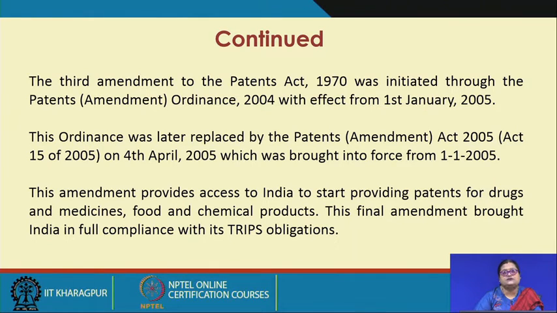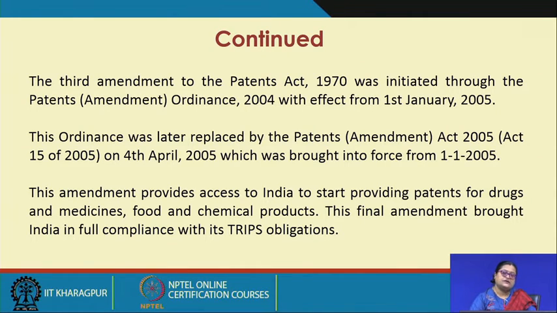Again, a third amendment to the Patents Act 1970 was initiated through the Patents Amendment Ordinance 2004, with effect from 1st January 2005. This ordinance was later replaced by the Patents Amendment Act 2005, Act 15 of 2005, on 4th April 2005, which was brought into force from 1st January 2005. This amendment allows India to start providing patents for drugs and medicines, foods and chemical products. This final amendment brought India in full compliance with TRIPS and its obligations.